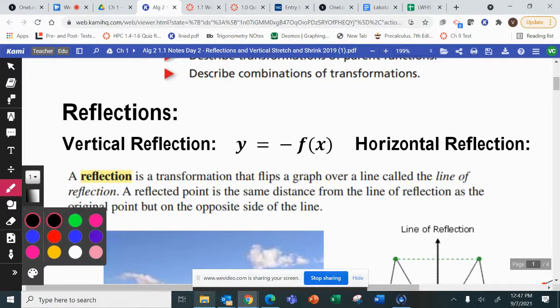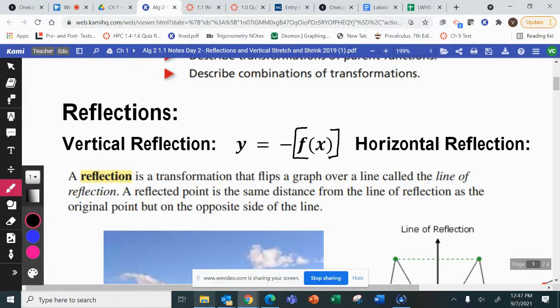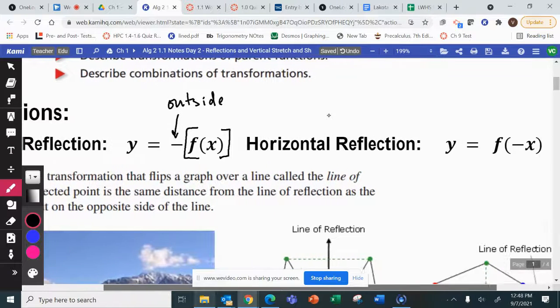So we've been talking about vertical reflections, like last week, this week. If you have the negative sign on the outside of the function, it's a vertical reflection. And then this would be a reflection in the x-axis, which I will write over and over again, so I'm not going to write it right now.